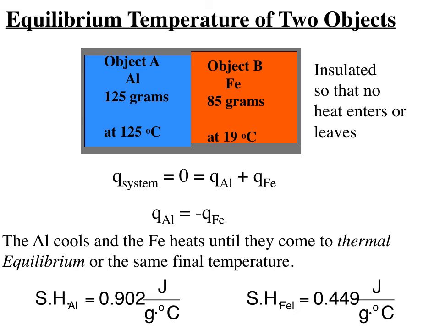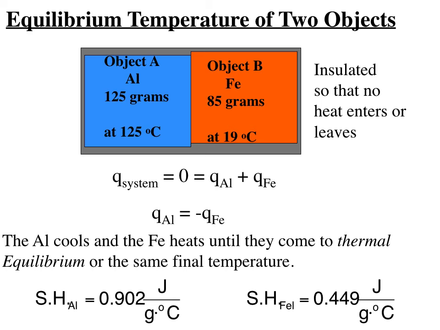Let's look at the interesting problem of the equilibrium temperature that two objects come to if they are isolated from the surroundings, or insulated, if you like, from the surroundings, and are placed so that they can exchange heat energy between them. So let's suppose I have a hot object at a temperature of 125 degrees C, and that object is 125 grams of aluminum. I have a cooler object at 19 degrees C, which is 85 grams of iron, and I will need to know the specific heat of both of these, which again would be given to you.